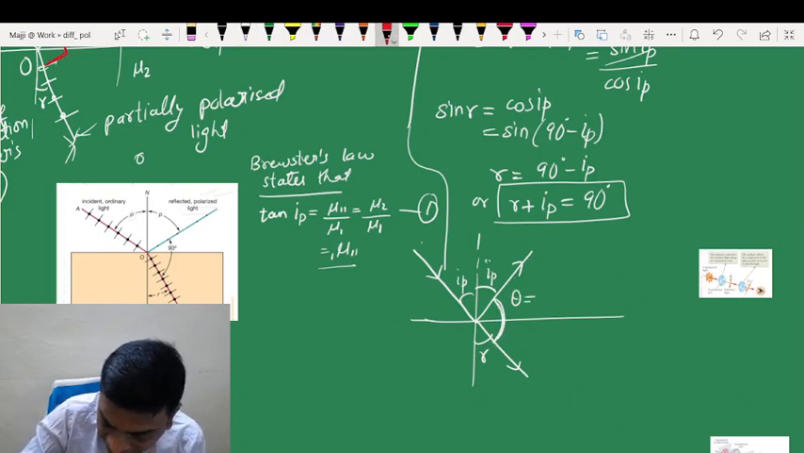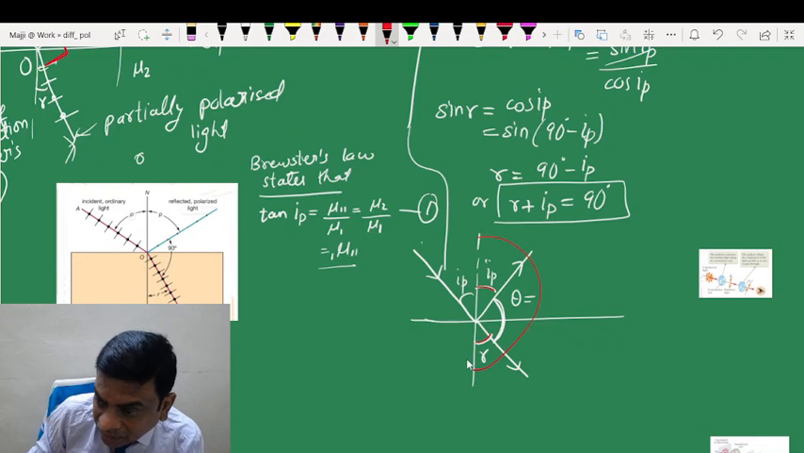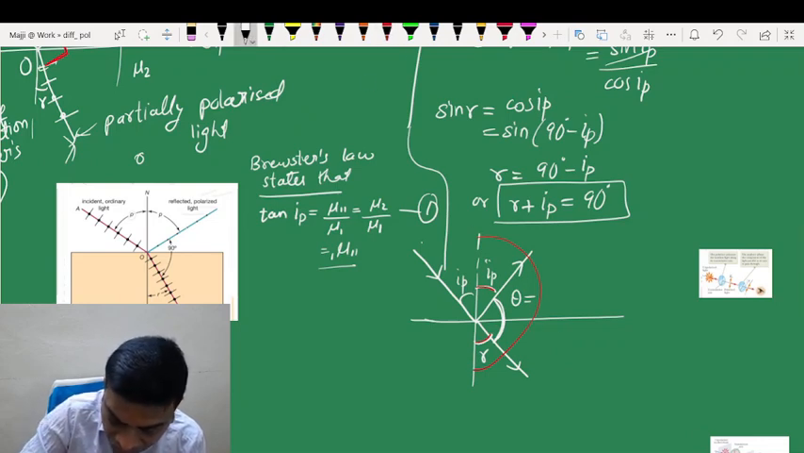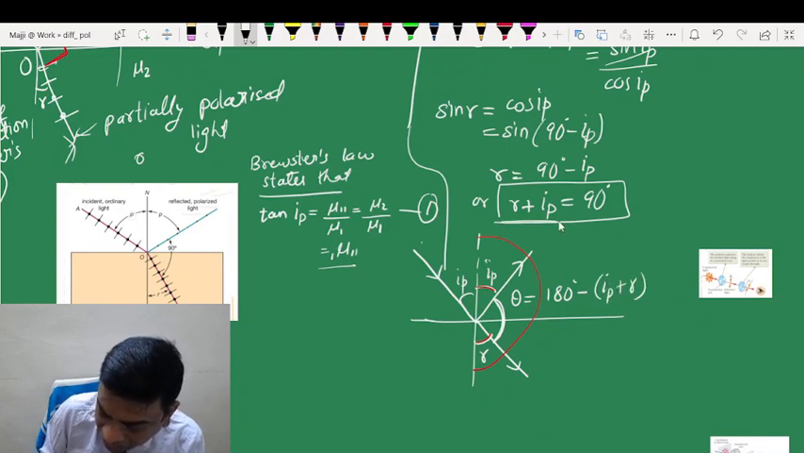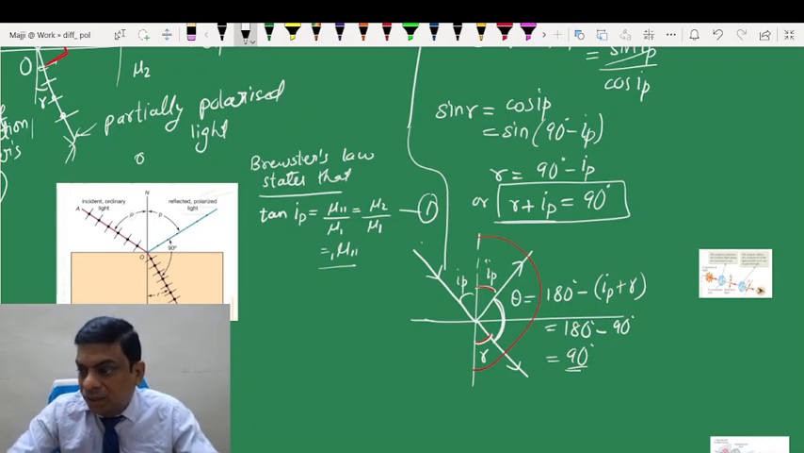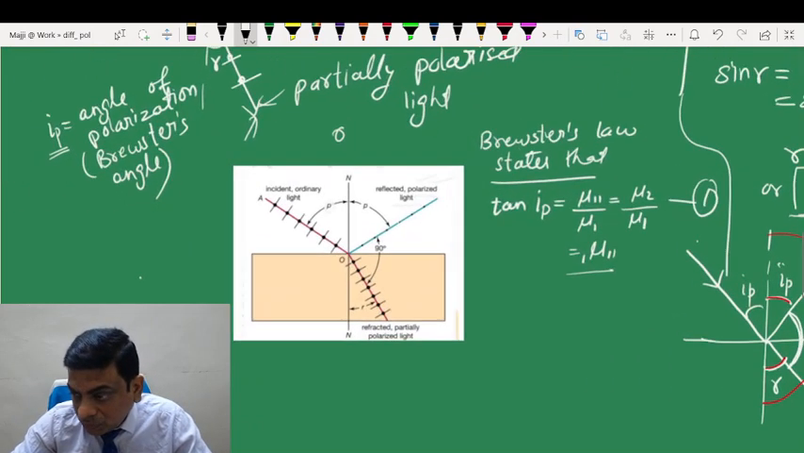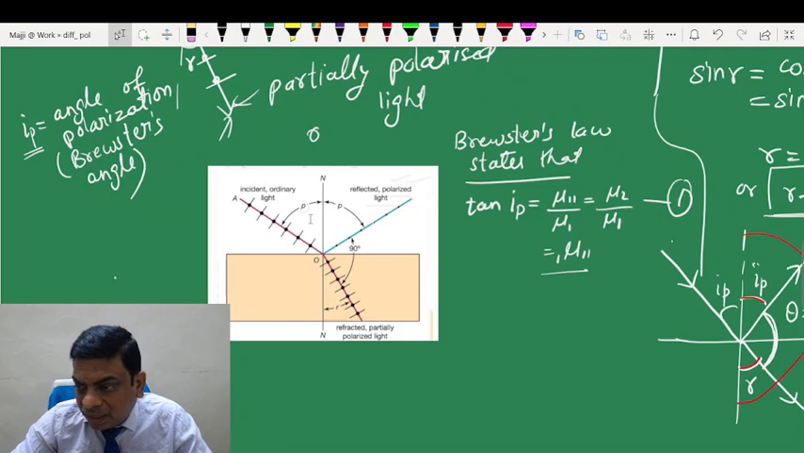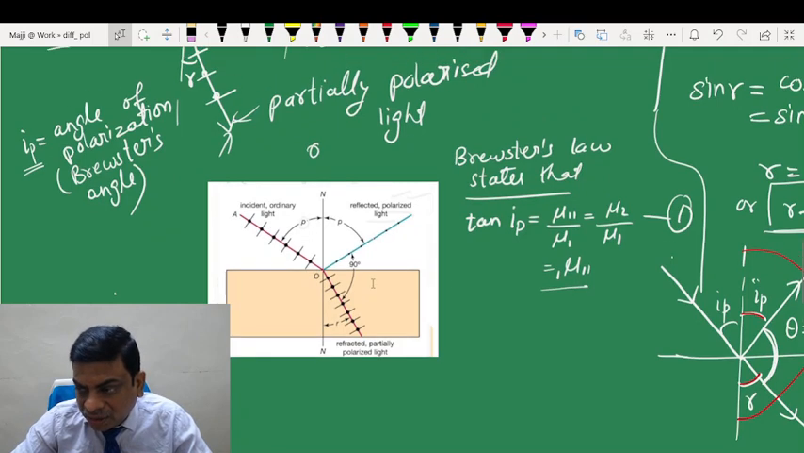So you can very clearly see that from 180 degree you have to deduct IP and R. Angle contained in a straight line is 180 degree. So I can write theta as 180 degree minus (IP plus R). But what is IP plus R? It is 90. So we can write this as 180 degree minus 90 degree, which is equal to 90 degree. So hence it is proved that the reflected ray and refracted ray are at right angles to each other.